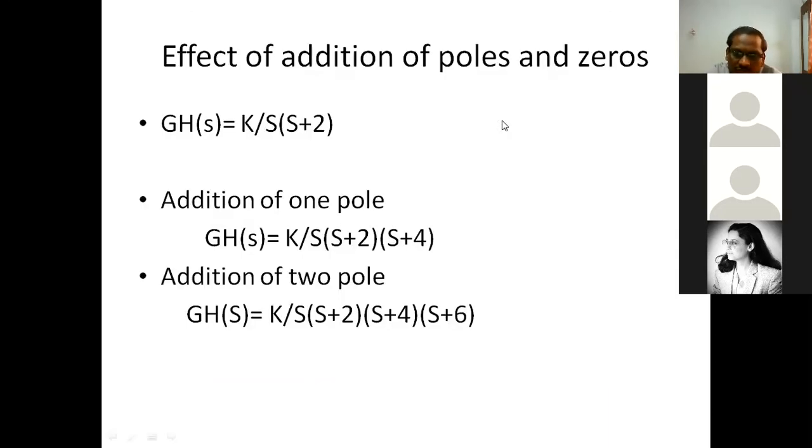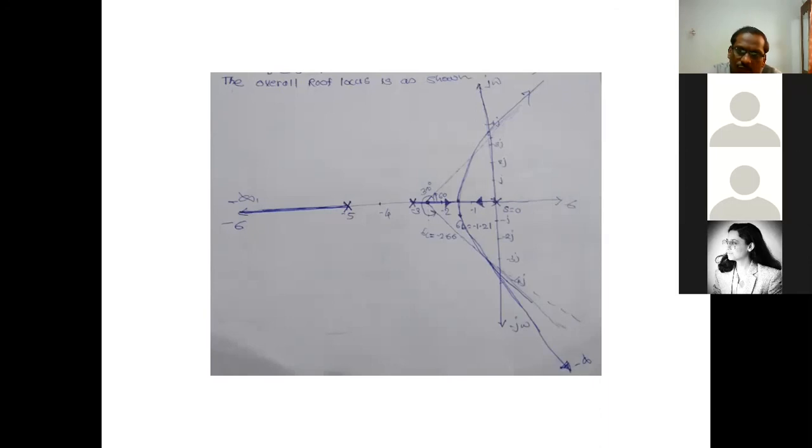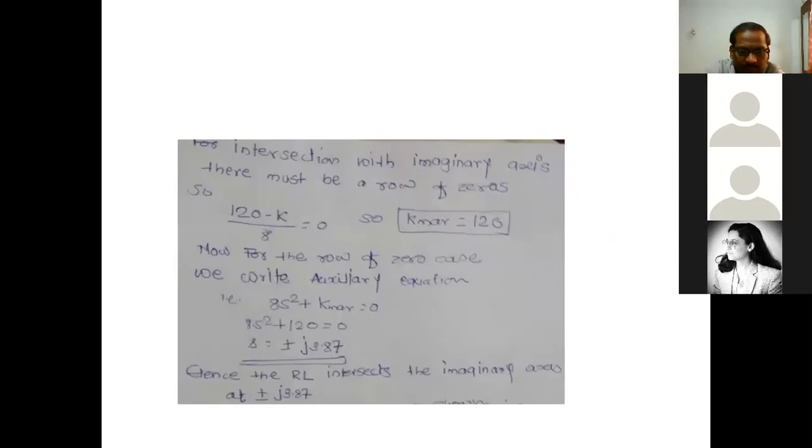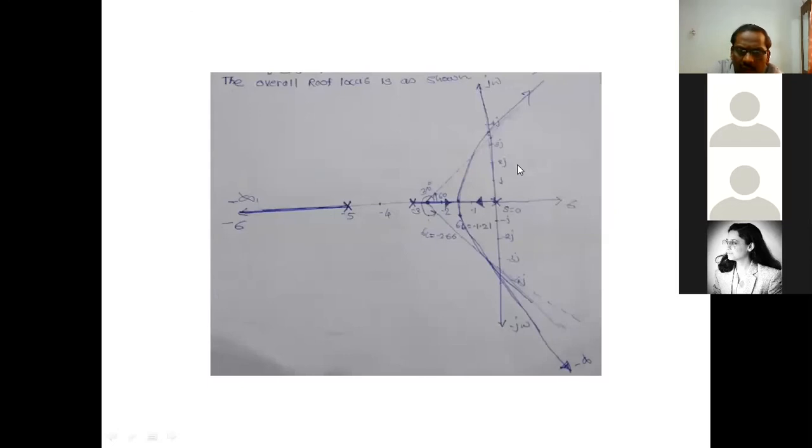Now the asymptote is crossing the imaginary axis, so your root locus will also cross the imaginary axis. That is what we need to find out, the intersection point of the root locus with the imaginary axis. We have already calculated that in the last step, the j omega crossover point. That point was plus minus j 3.87.